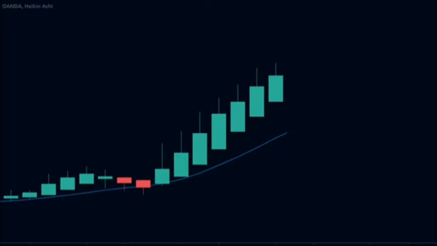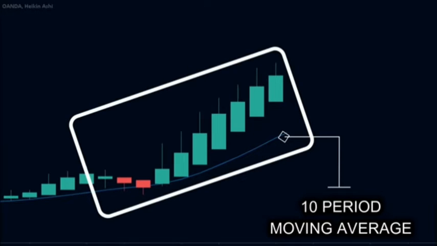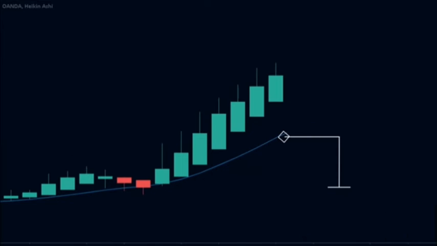We will find the trend by plotting a moving average. A moving average is a line that represents the average price of the asset over a specific period of time. For instance, if we are using a 10-period moving average, it will show us the average close price of the last 10 candles.